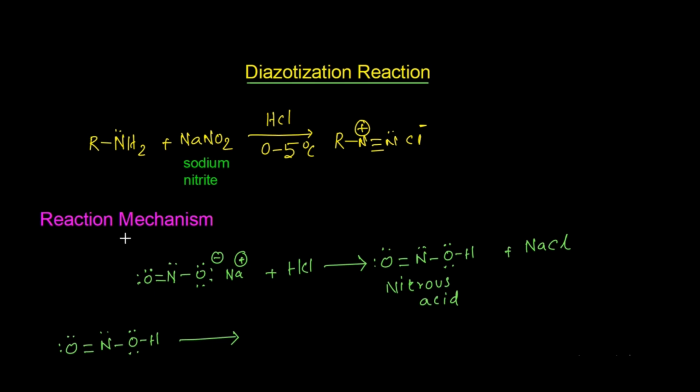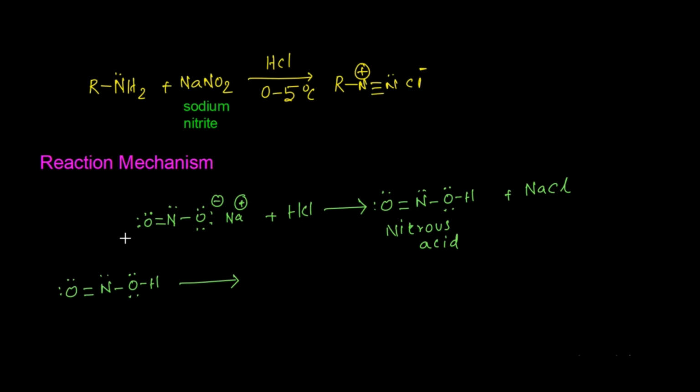Okay, now let's start the reaction mechanism. First, what will happen is this sodium nitrite, this is the structure of sodium nitrite, reacts with HCl and generates nitrous acid inside the reaction. So we call this an in situ reaction, or in situ generated. The nitrous acid is generated in situ, and this nitrous acid is going to react further with the acidic medium.